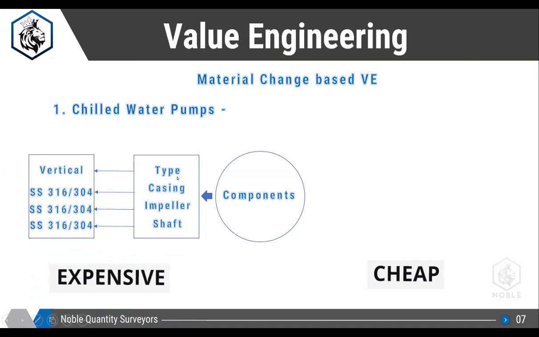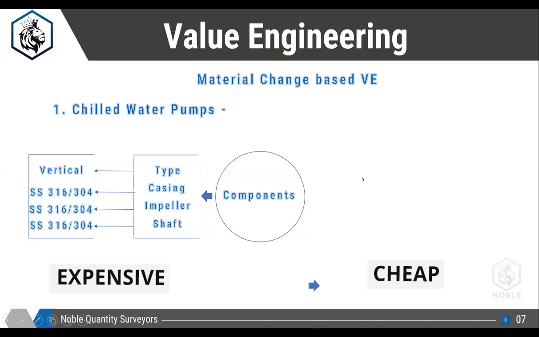If a specification is asking for the type, it is vertical type. Casing should be stainless steel, SS 316 or 304. Impeller should be stainless steel 316, 304. Shaft should be stainless steel 316, 304. So these all are the expensive option for the chilled water pumps.